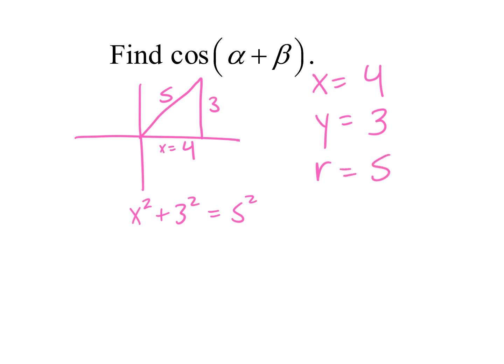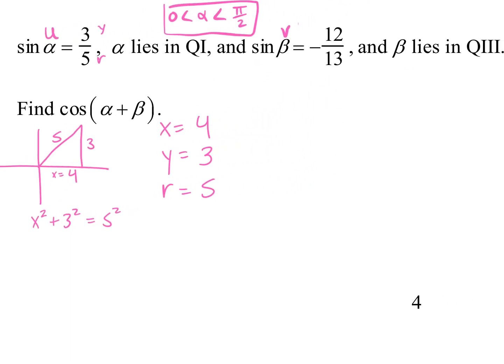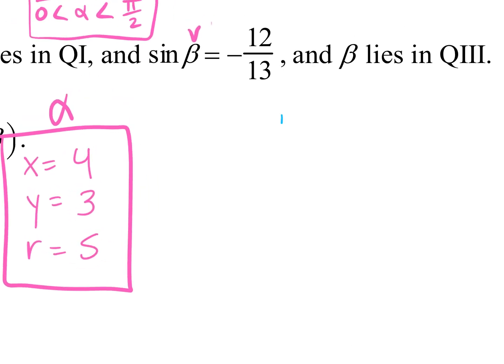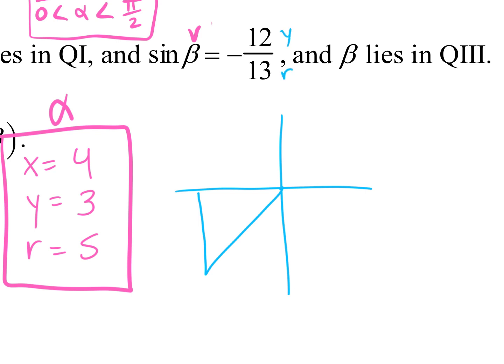So just always double check your signs. The r will always be positive. So this is our important information for our alpha triangle. Now we need to do the same thing for beta. So beta is in quadrant 3, which would be this one down here. Sine is what over what? Y over r. Does the negative go with the y or with the r? The y. So this would be negative 12, our y, because that goes up or down. And r is 13. And I need to find my x.